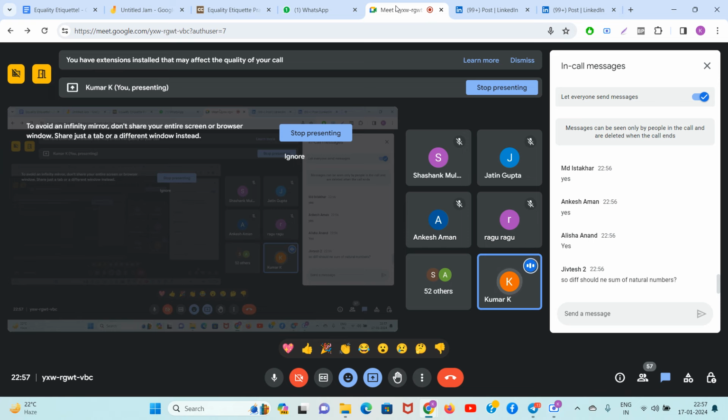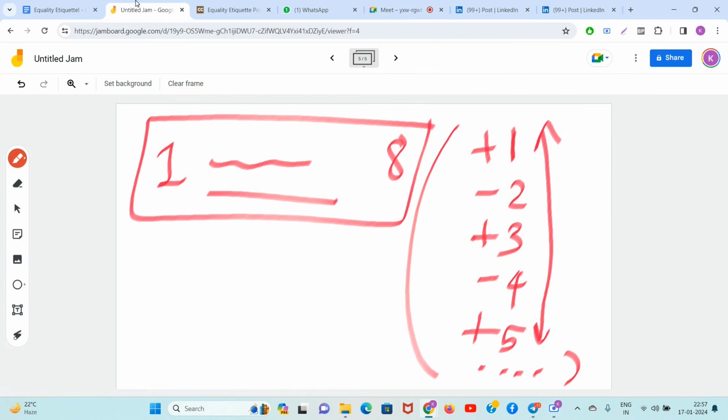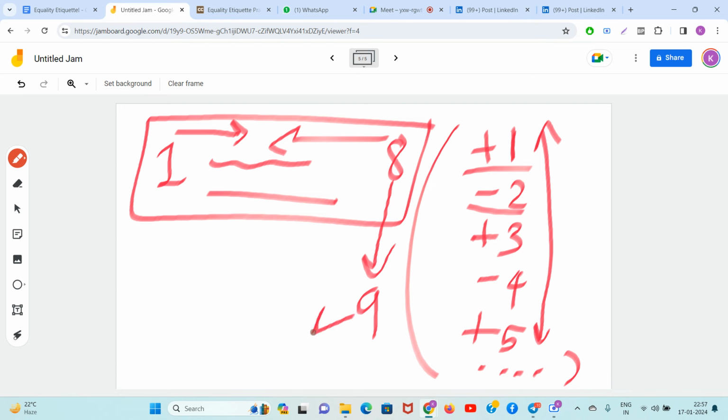Any answers in the chat? Obviously, the answer is like this. You will do the unintuitive move. See, guys, what is the intuition? 1 should get closer to 8 and 8 should get closer to 1. But that does not work here. First, you will do this plus 1 operation and your 8 will become 9. Then you will do minus 2 on this number only.